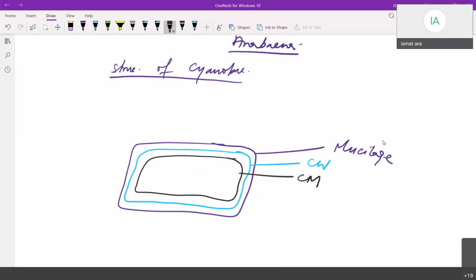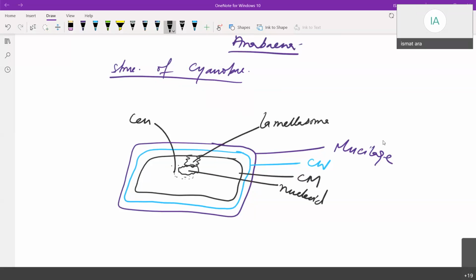Now again here, inward invagination of the cell membrane. But this structure is not mesosome. This structure has another name called lamellazome. In bacteria it is called mesosome; in cyanobacteria it is called lamellazome. And with this lamellazome, nucleoid material attaches. So this is the nucleoid material. Now, cytoplasm near the nucleoid material is called centroplasm.